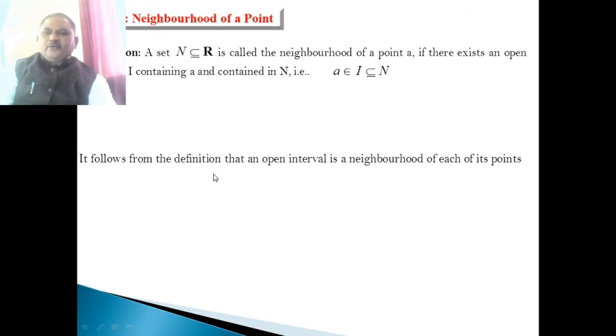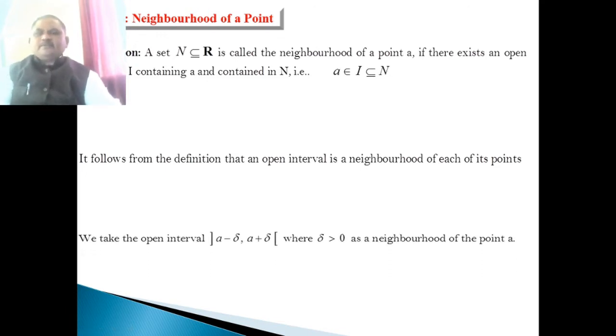It follows from these definitions that an open interval is the neighborhood of each of its points. By these definitions, we say that any open interval is the neighborhood of each of its points. We take the open interval (A minus delta, A plus delta), where delta is greater than 0, as the neighborhood of a point A.